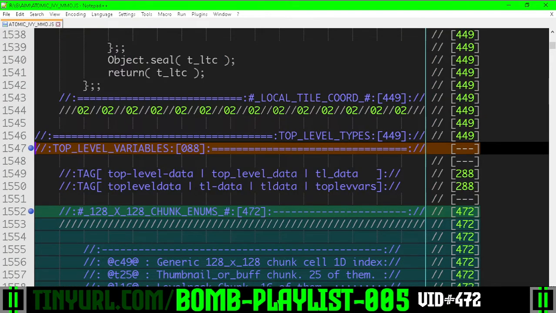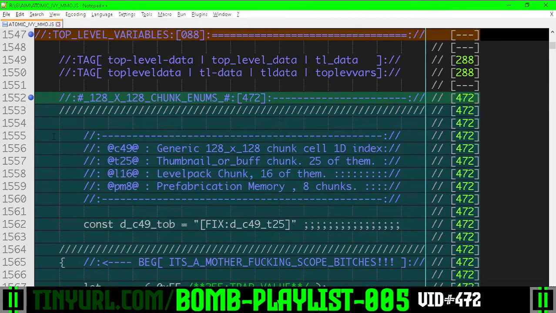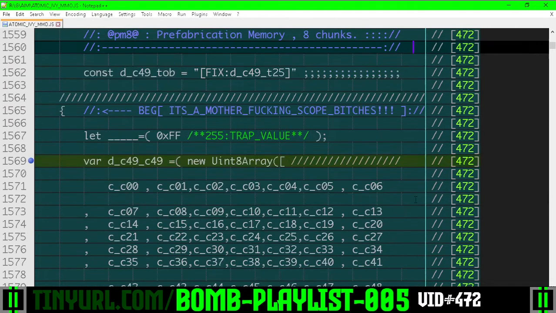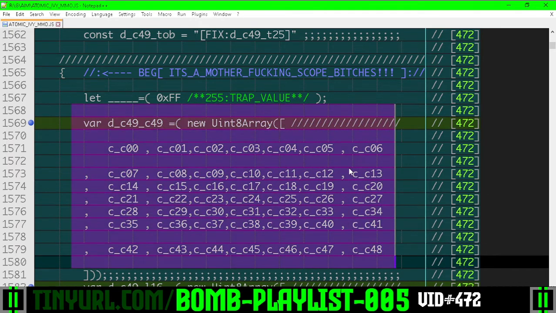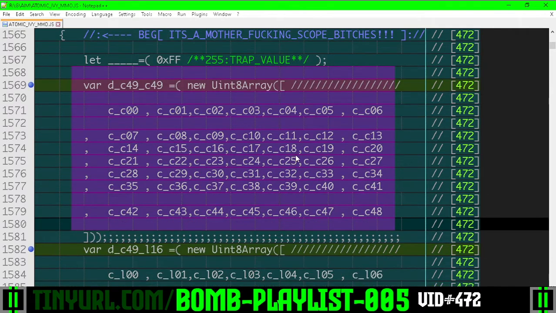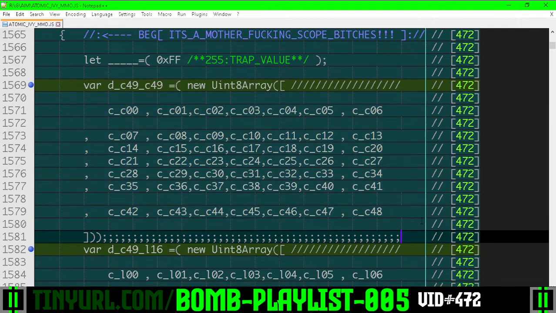And the top level variables, we got some lookup tables. So we have some explanations of what the different chunk names mean. And then down here, we have a lookup table that takes a C49 and converts it to a C49. So a generic chunk type to a generic chunk type. A very useless table, but it codifies what our data is used for.